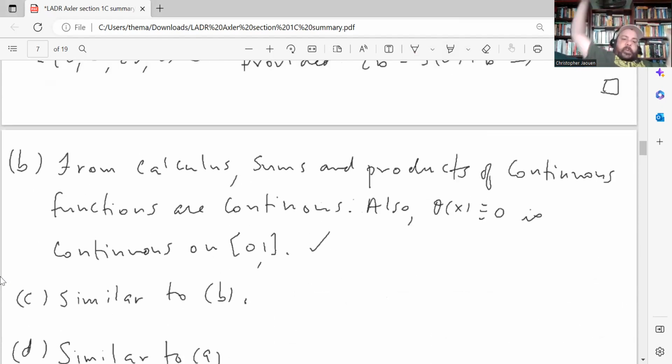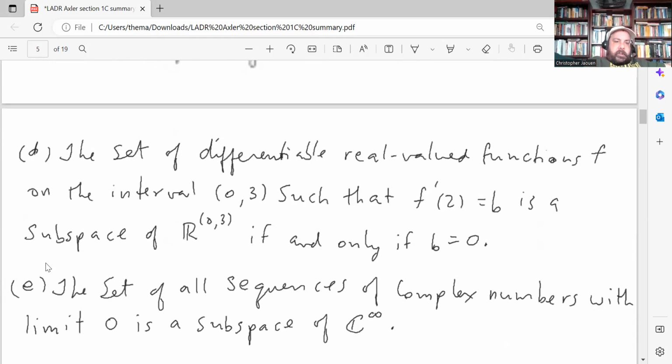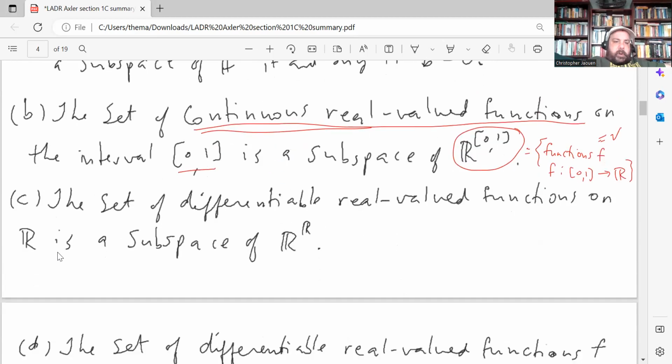Okay, so this one's very straightforward. From calculus, we know that sums and products of continuous functions are continuous. Therefore, that property holds for functions whose domain is the compact interval from 0 to 1. And also the zero vector is continuous on [0,1], so therefore it's a subspace that satisfies the three conditions. So, straightforward. Part C also is very similar to B, so I didn't really work that out in detail, just so you can see what part C says.